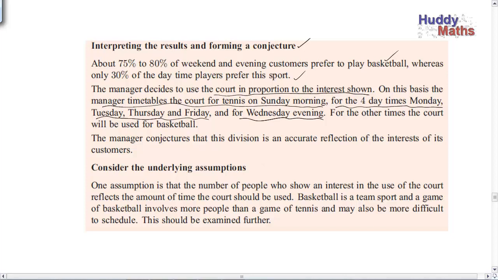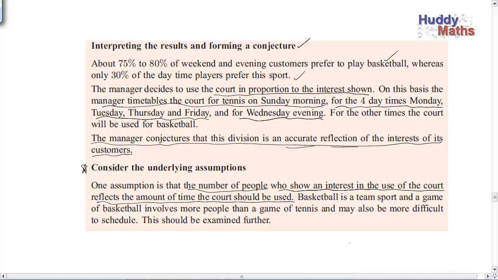Okay, so he reckons, he conjectures, his proposal, his proposition is that this is an accurate reflection of the interest of its customers, of the centre's customers. Now what's being assumed here? One assumption is that the number of people who show an interest in the use of the court reflects the amount of time the court should be used. Now there's a problem with that, isn't there?